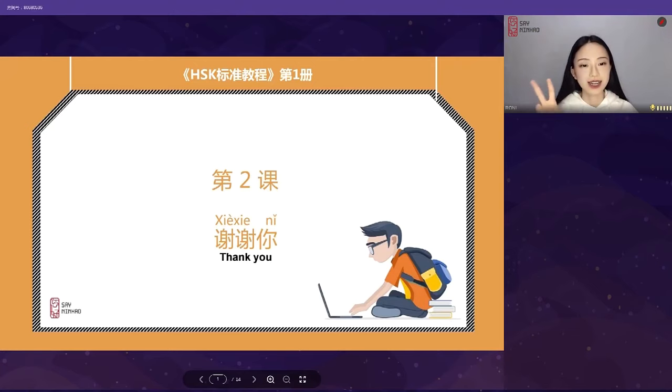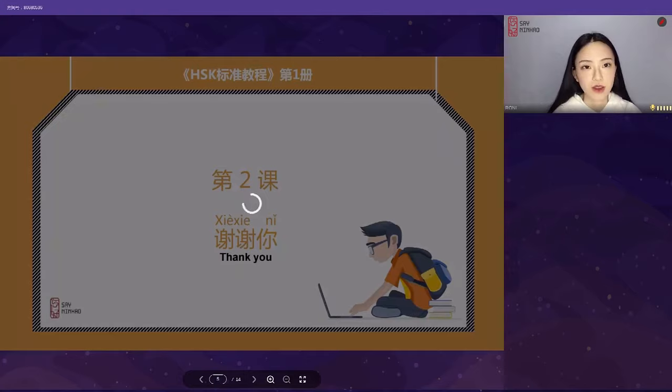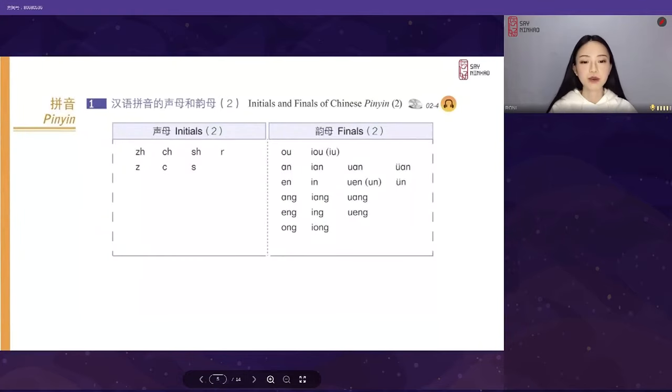Lesson 2, 第二课, 谢谢你, which means thank you. In the last lesson, we've already learned some of our initials and finals, and today we are going to learn more of them. So now let's move on to our new knowledge part. We can see here there are initial parts and final parts. In the initial parts, we can see seven new initials we haven't seen before.